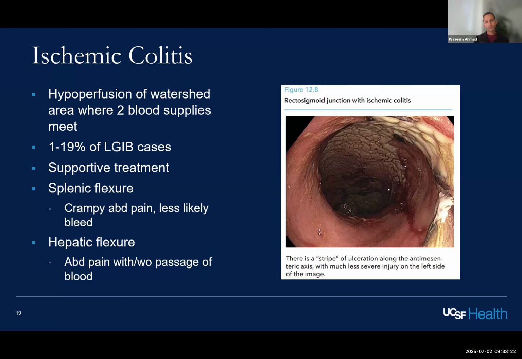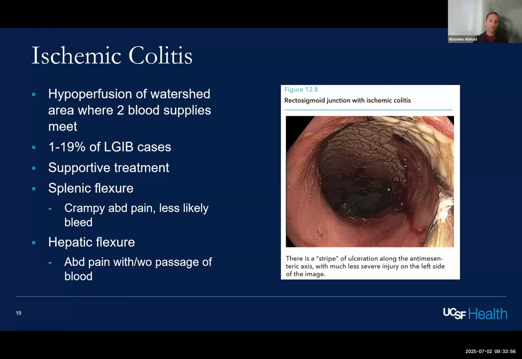Question is, what do you do? So usually this doesn't make up that much of lower GI bleeding cases. And if there is a question of ischemic colitis, often colorectal is going to get called first. Management is supportive treatment. If they're in shock, treat the shock. Clinically, it's difficult to know, okay, is this patient going to have abdominal pain, or are they going to have GI bleeding? Usually for us, we're not going to scope this patient. We'll probably just say manage supportively.